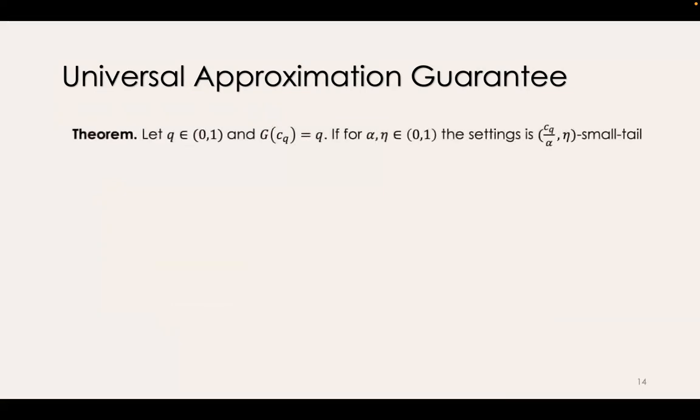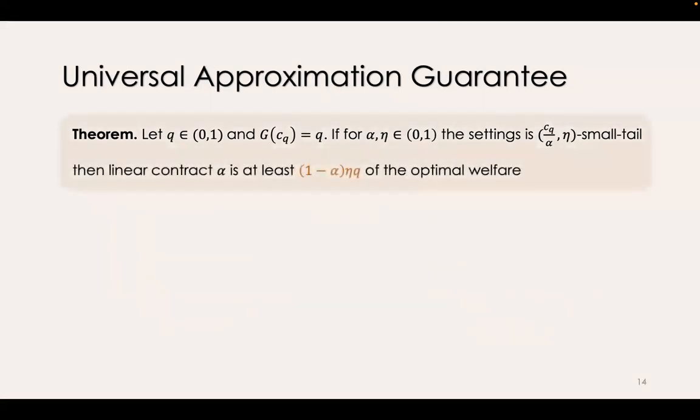And the small tail assumption derives the first approximation guarantee for linear contracts that is universal for all type distributions. So for quantile q in 0 to 1, we take c_q to be the agent's cost that corresponds to this quantile. If for alpha and eta in 0 to 1, the small tail assumption at c_q over alpha is satisfied, meaning that at least eta of the welfare contribution comes from types that are greater than c_q over alpha, then a linear contract with parameter alpha provides expected revenue that is at least (1 minus alpha) eta q of the optimal welfare.